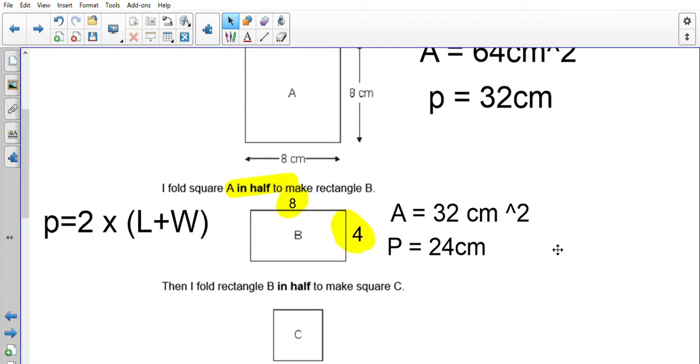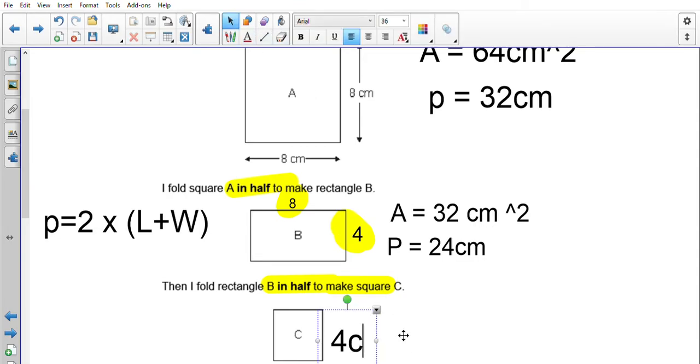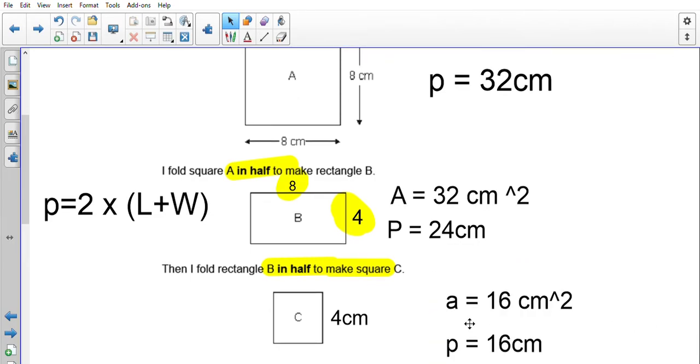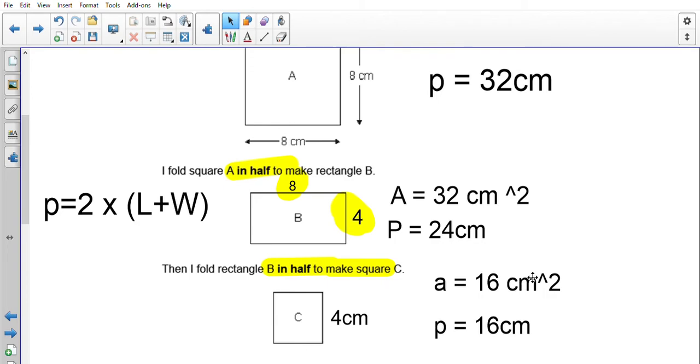I then fold rectangle B in half to make square C. Okay, so square, so all the sides are the same length. That's good to know. B's been folded in half, which means I'm going to half that. Actually, I can see from that, that means that all of my sides are going to be 4 centimetres. Okay, which means that my area is going to be 16 centimetres squared, and also, interestingly for this one, my perimeter is going to be 16 centimetres. Because I have area 4 times 4, 16, perimeter 4, add 4, add 4, add 4, 16.